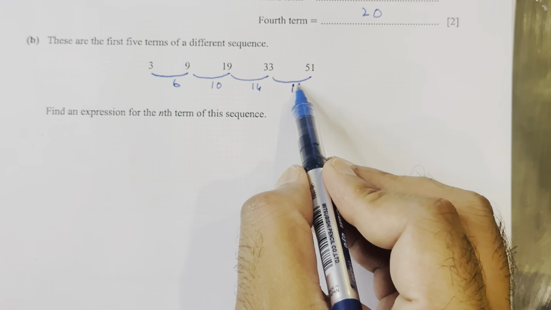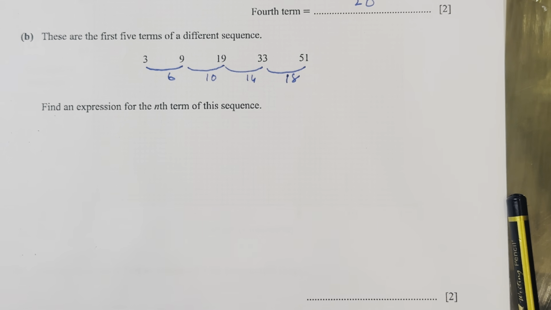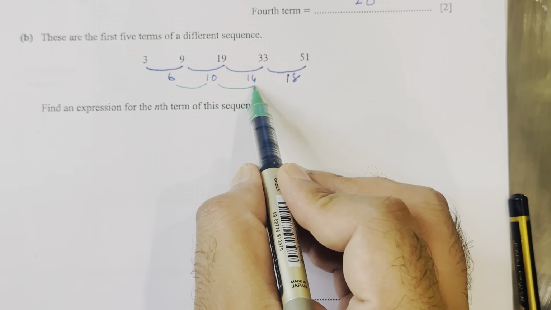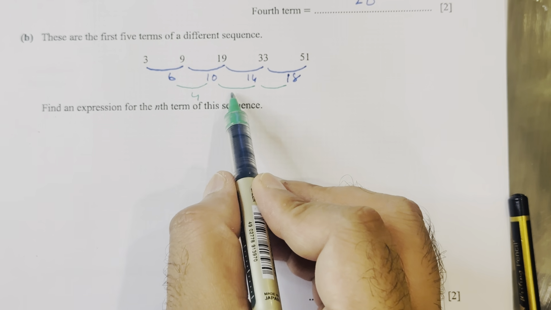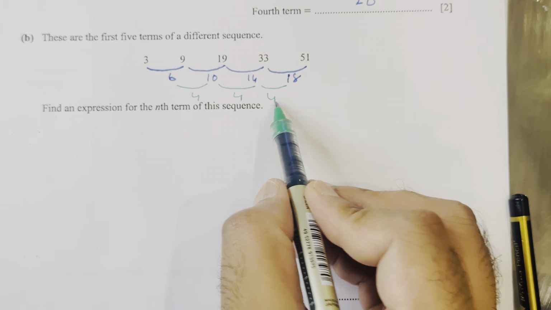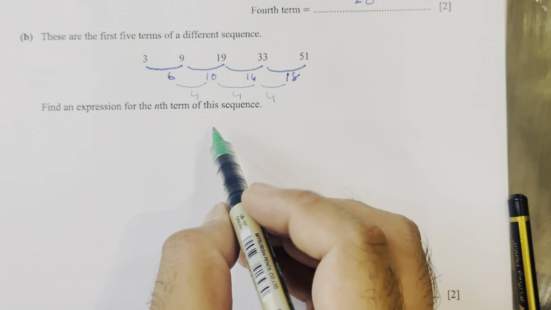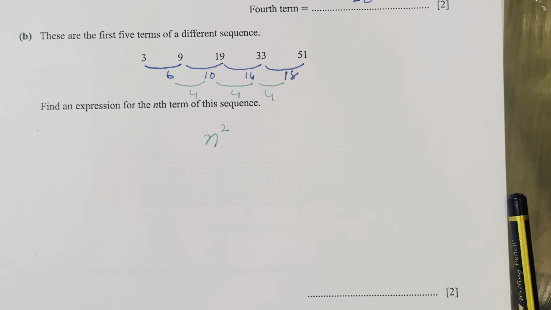Okay, now there are not the same differences between these numbers. We need to find the second difference because it represents the quadratic form. 10 minus 6 is 4. 14 minus 10 is 4. 18 minus 14 is 4. Now we know that it is a quadratic function because the second difference is the same. So we need to write the formula with n square, because a quadratic expression should carry the square value as well.